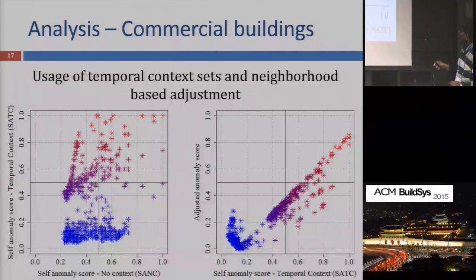And this is another case, where we have the comparison between the self anomaly score using the temporal context and the adjusted anomaly score. As you see, this plot is actually moving down. So there are many cases where it is trying to assign a lower score.